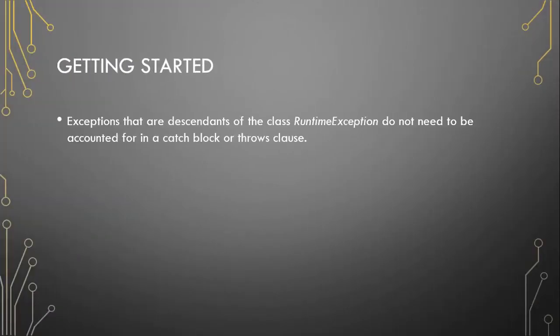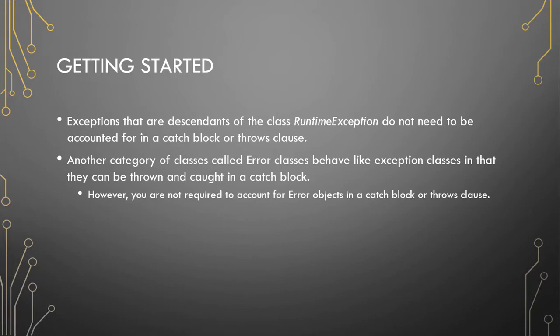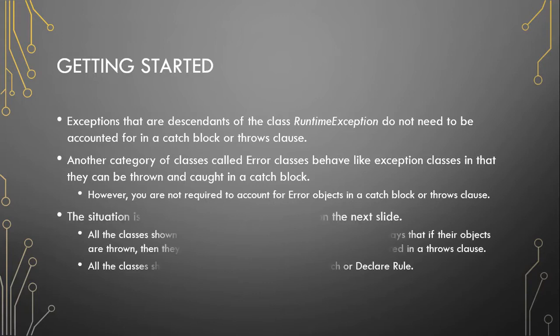Therefore, exceptions that are descendants of the class RuntimeException do not need to be accounted for in a catch block or a throws clause. Another category of classes, called Error classes, behave like exception classes in that they can be thrown and caught in a catch block. However, you're not required to account for Error objects in a catch or throws clause, so you don't have to worry about these.